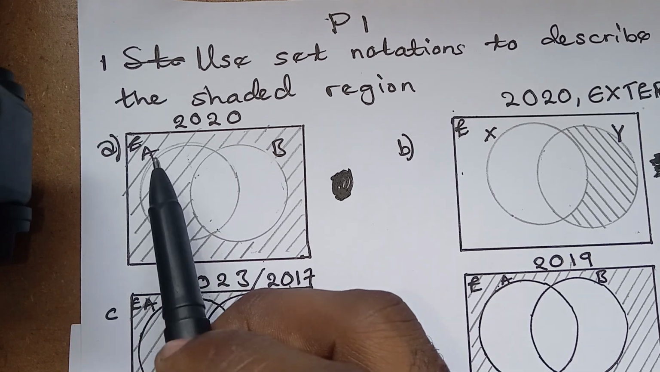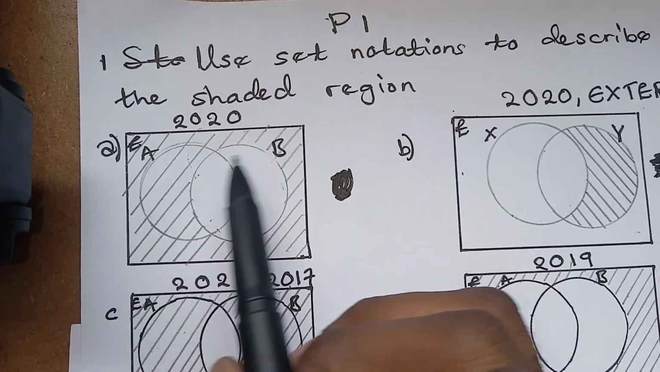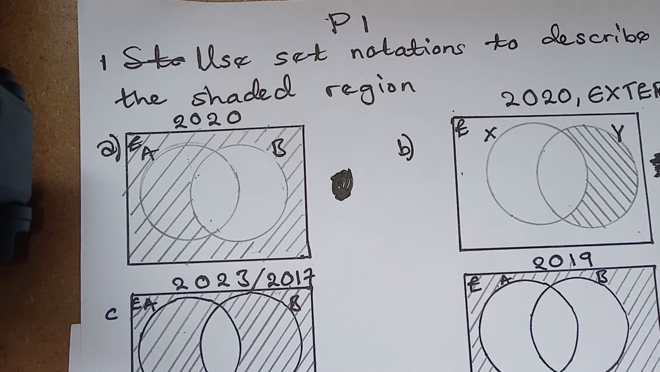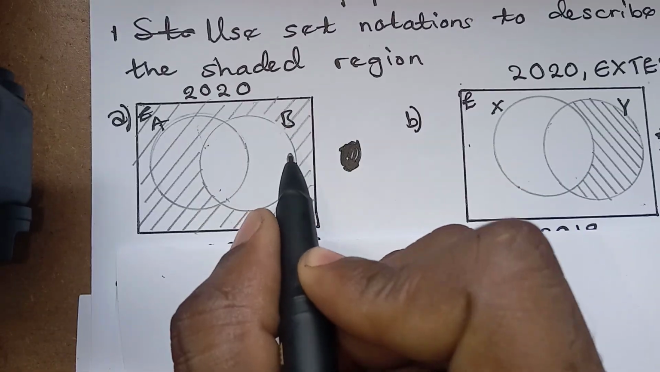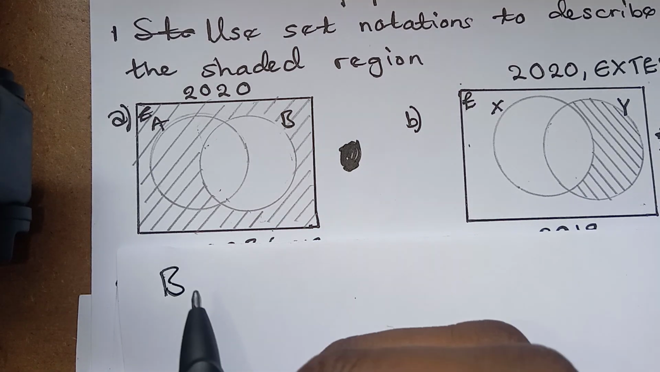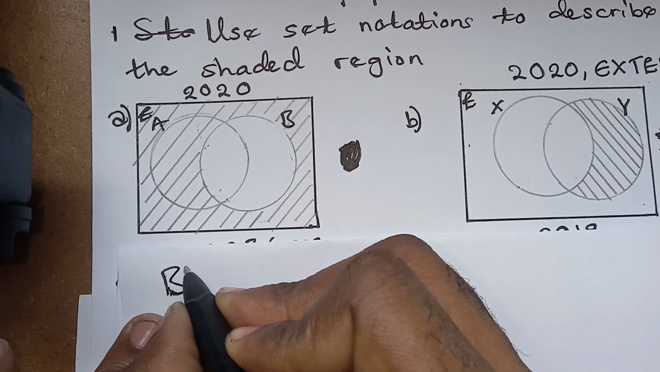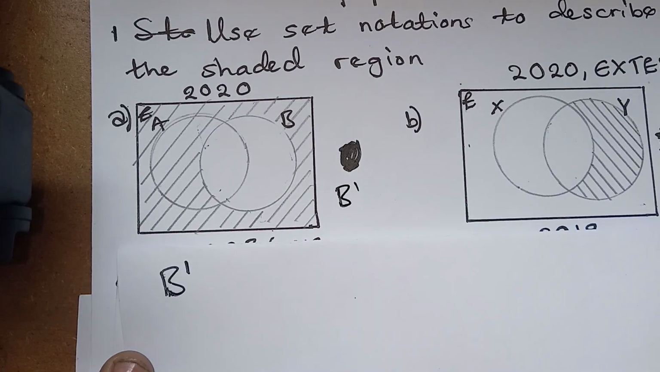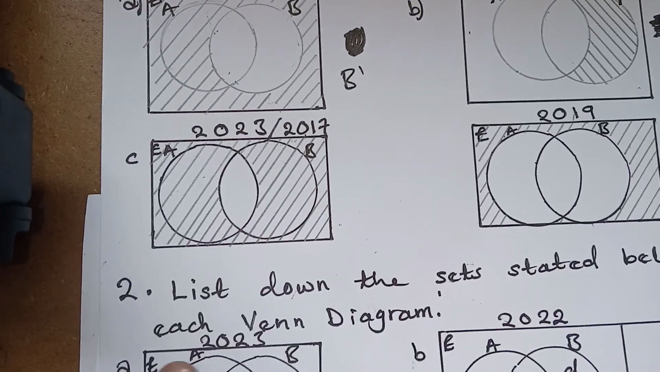So when you look at the set, this one here, we have everything outside B shaded, right? So this means you want all the elements except for the elements in B. So mathematically speaking, saying the elements outside B is the same as saying B complement, like this. So this one will be B complement. Then let's go to C. We can look at B at the end.